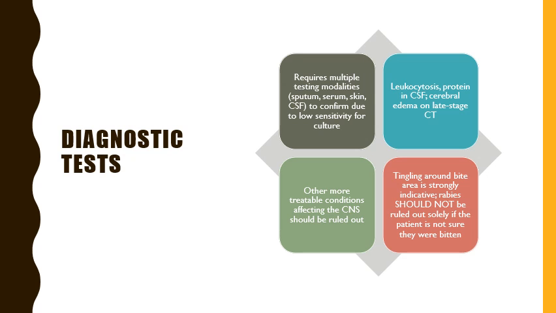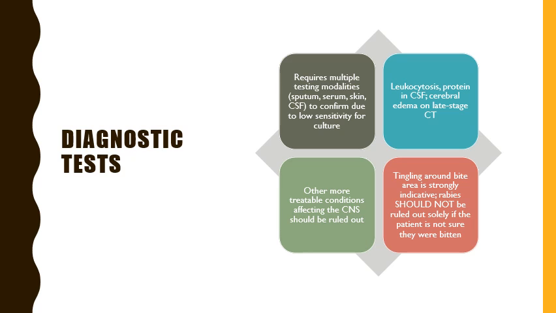So for diagnostic testing for rabies, we can culture, but basically the evidence shows that you need several different testing modalities. So you need samples from the sputum, serum, hopefully the skin if possible, and then cerebrospinal fluid if possible to confirm, because there's often a low sensitivity if you just have a serum sample or just a sputum sample. So you need several samples to confirm. And then there are many other treatable conditions that affect the central nervous system that are often caused by other viral pathogens that we have to rule out.